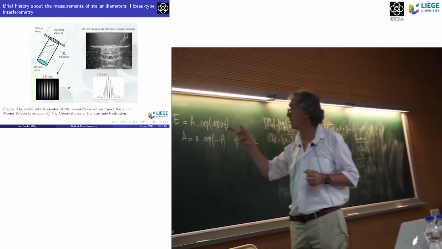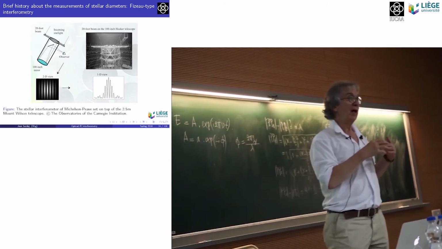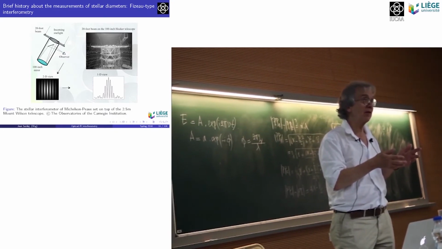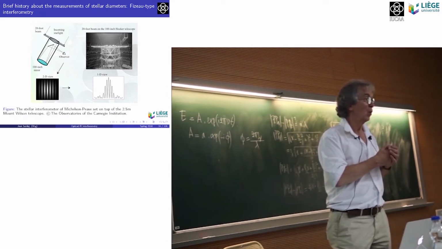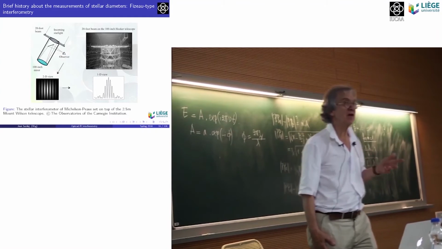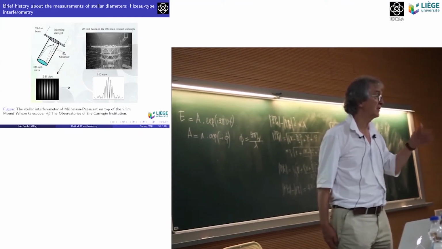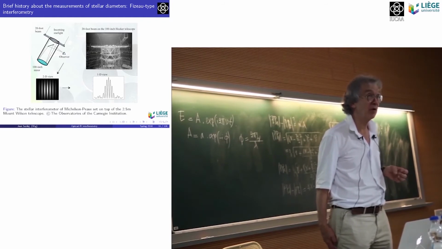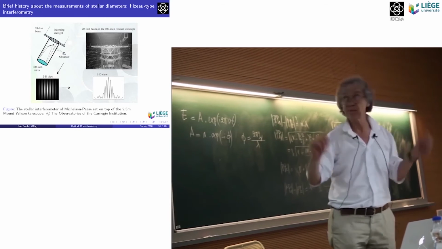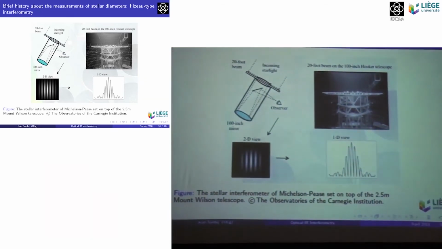And now, they knew from Eddington that Alpha Orionis, Betelgeuse, was a red supergiant star with a diameter about 400 times that of the Sun. In spite of its very big distance, 650 light years away from us, they looked at it with this 7 meter beam interferometer, and they could resolve it.